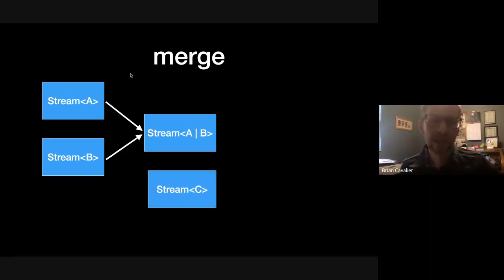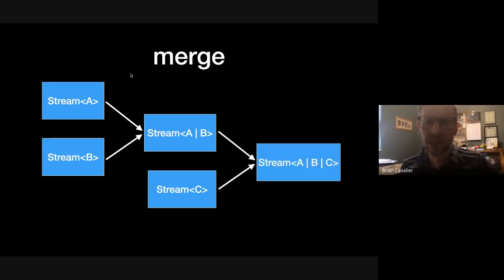What if you also have a stream of C's and you merge that together with your stream of A or B's? You get a stream of A or B or C. Okay, we're starting to build a tree, right? We're starting to build a graph, and the graph is starting to get bigger. What can we do about that, knowing that they're monoids?